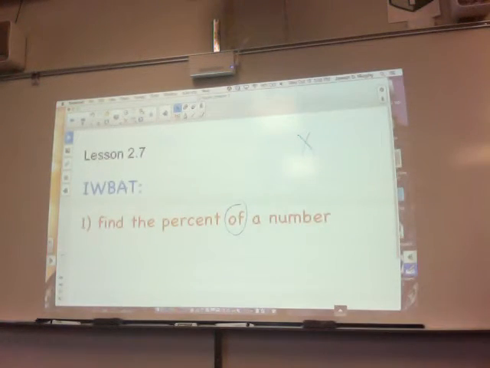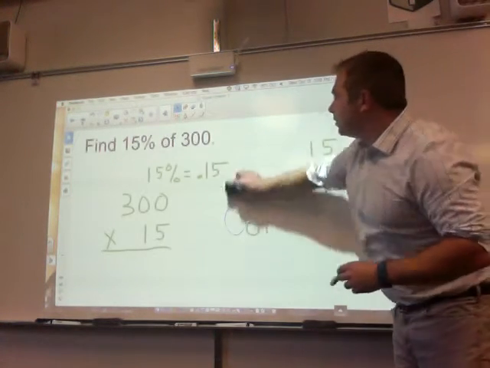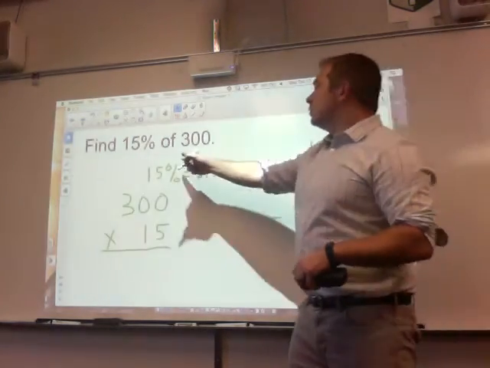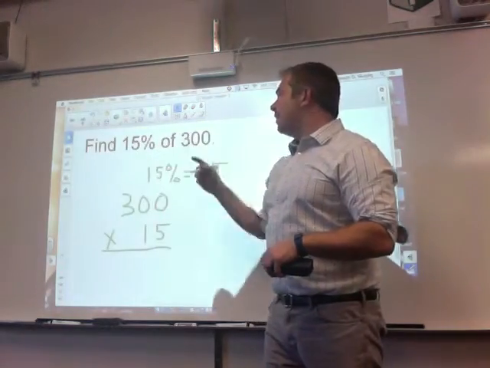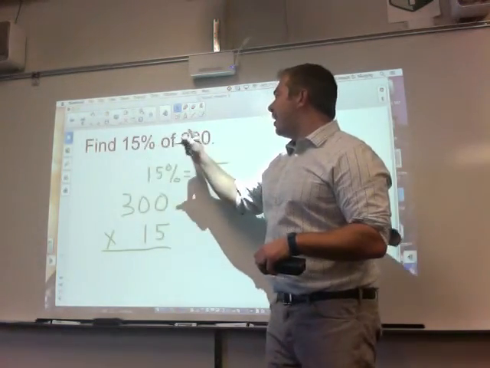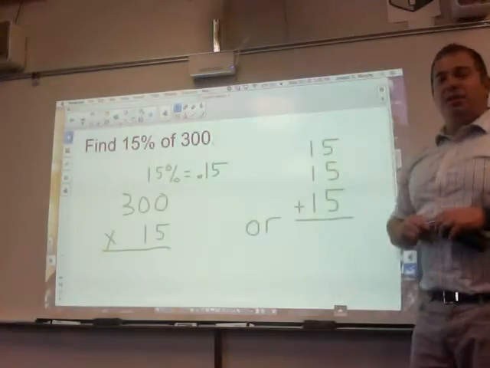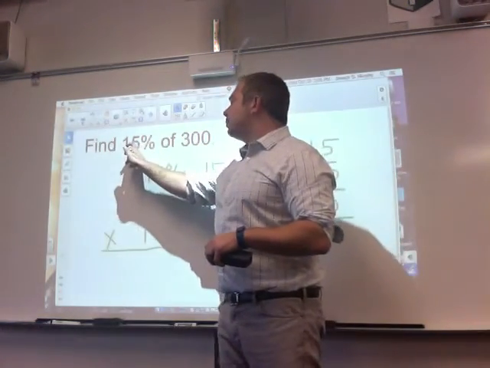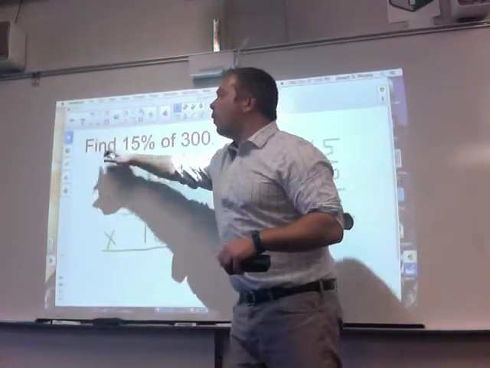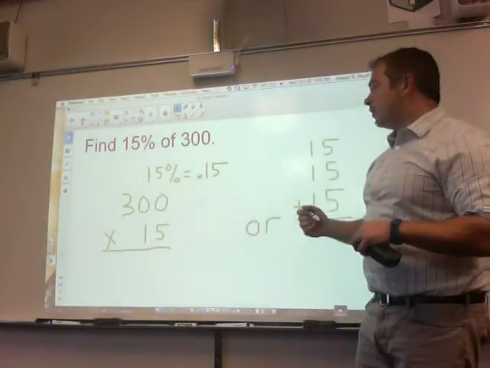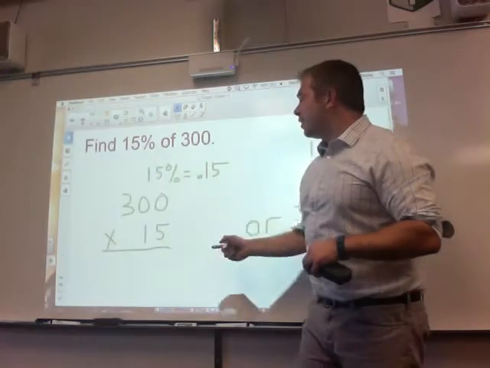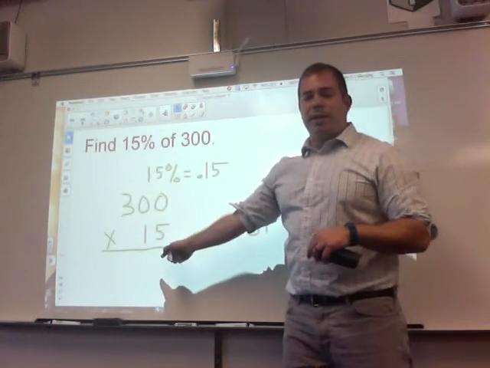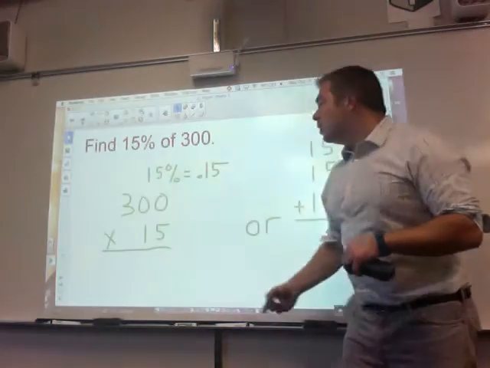Let's see why. All right, so 15% of 300. So that's 15% of means times, 15% times 300. First thing you have to do is turn your percent into a decimal. And we know from last time if we swoop to the left, it'll become 0.15 or 15 hundredths. So 15% of 300 is really 300 times 0.15, but I'm going to ignore my decimal like we did from chapter 3. So here we go.